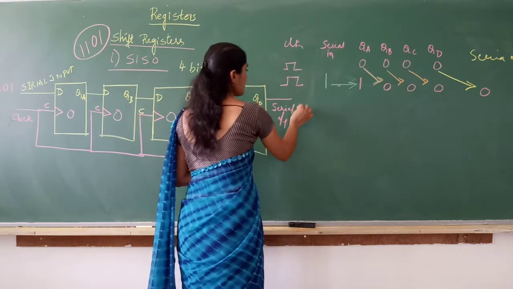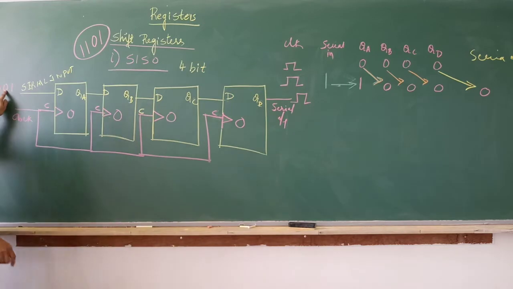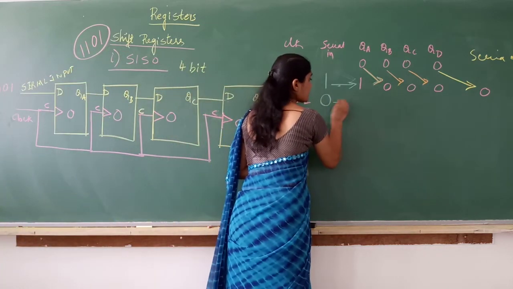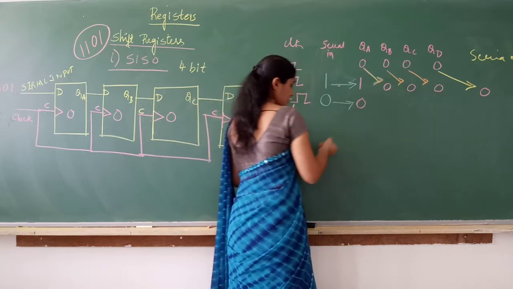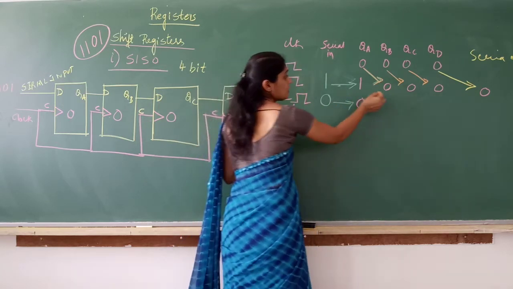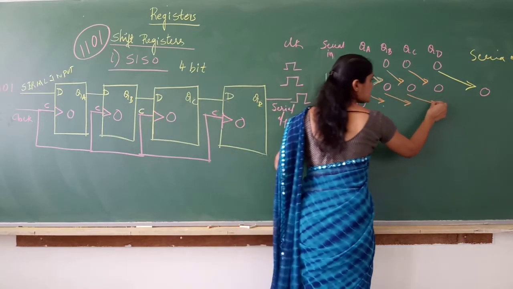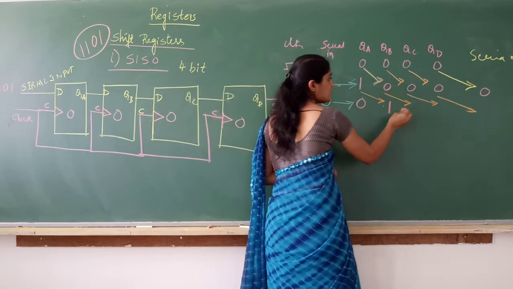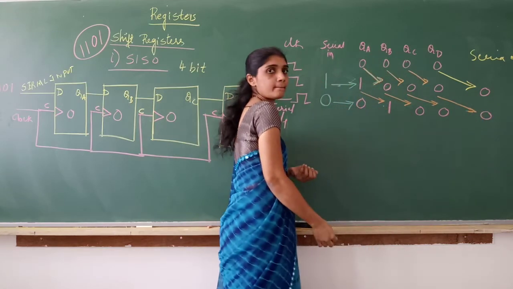Now give one more clock pulse. What is the second bit you have given? 0. That 0 will come here. And when you give the clock pulse, that 0 will enter here. What will happen to the QB? This will come here. This will shift. You just have to shift. So now 0, 1, 0, 0. And the bit that is coming out is 0.